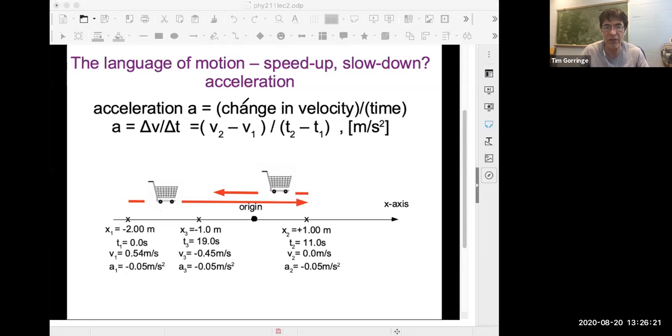So the acceleration in words is the change in velocity divided by the elapsed time. As an equation, it's delta V, meaning change in velocity, divided by elapsed time, delta T. It's the difference between the final and initial velocities divided by the difference between the final and initial times. Its dimensions are the dimensions of velocity over time, so that's length over time squared. And its units, therefore, are meters per second squared.